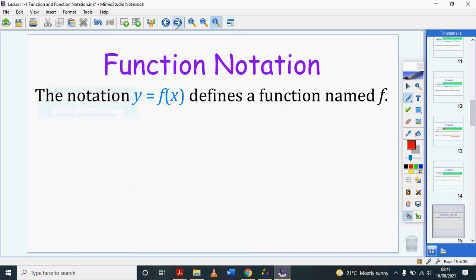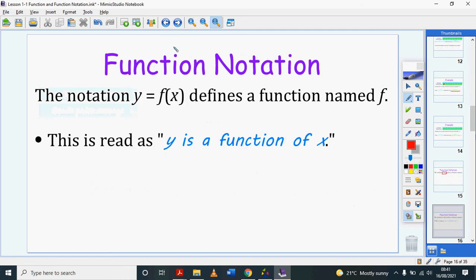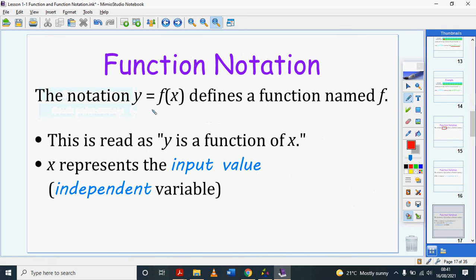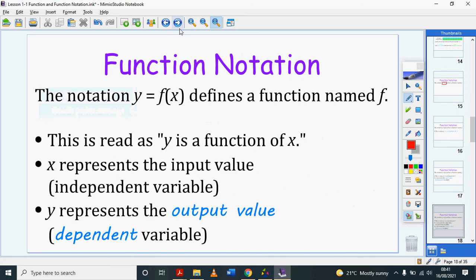All right, function notation. I'm sure you've seen this before in 10th grade. When we're writing functions, we write y is a function of x. And this is how it's written. y is equal to f(x). It's read as y is a function of x. x is the input value or the independent variable, the one that does not change. And y is the output value or the dependent variable. It changes based on x.